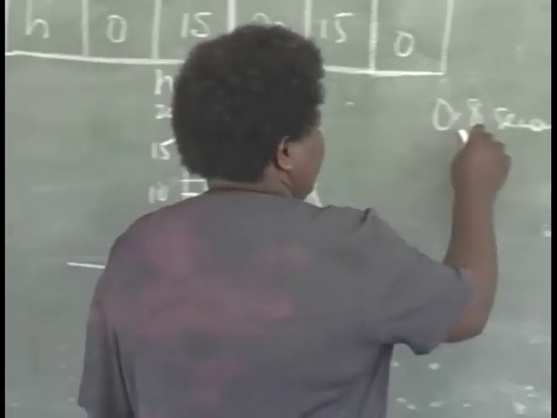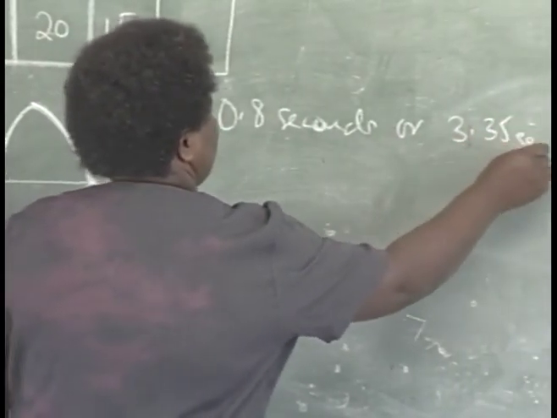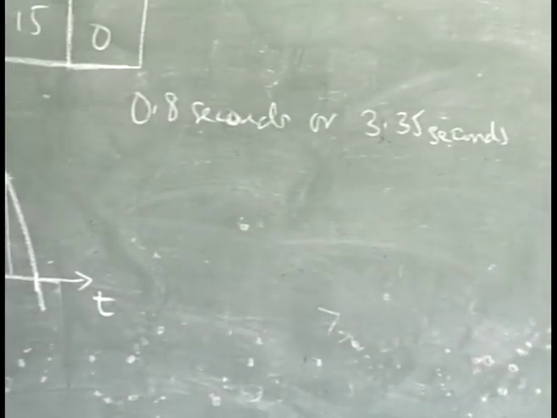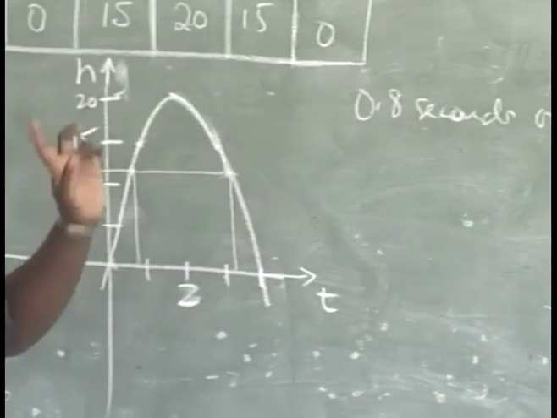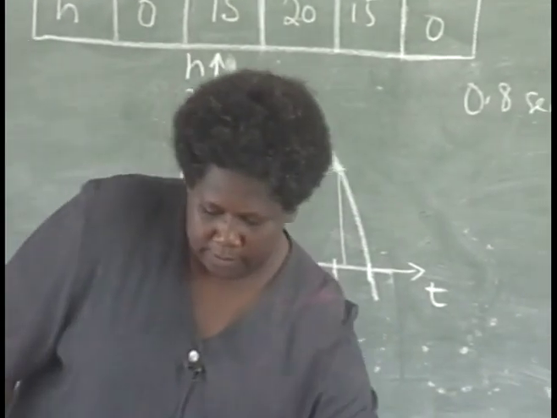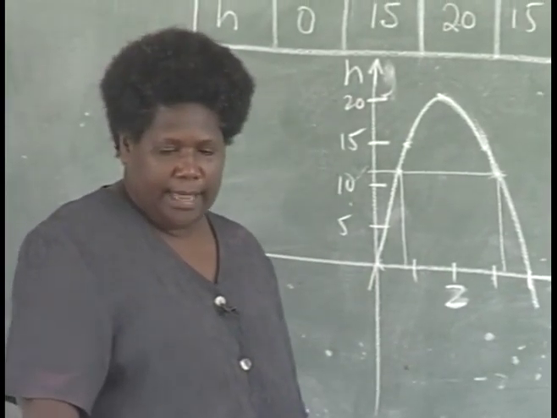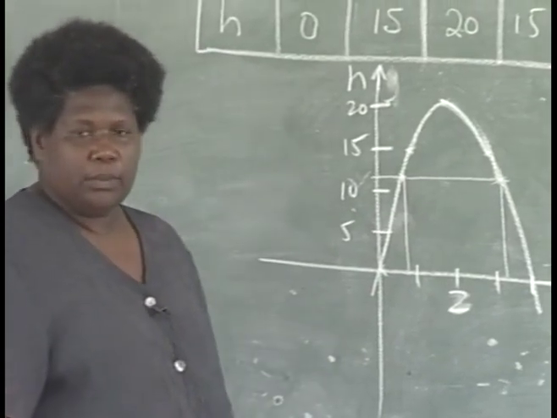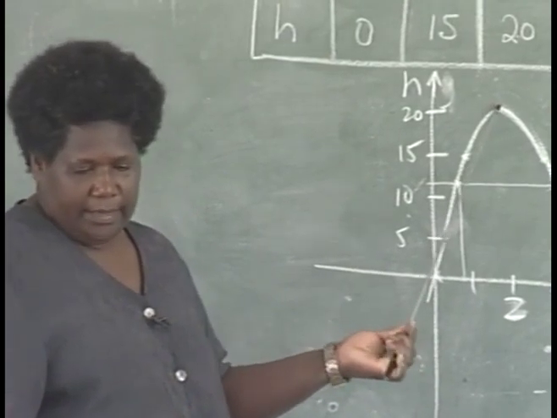So 0.8 seconds or 3.35 seconds. All right, just note again, 12 meters, there are 2 times. One when the ball is on its way up and one when the ball is on its way down. What is the maximum height reached by the ball? Dan? 20 meters. 20 meters, you can tell from the graph, that's the maximum height.